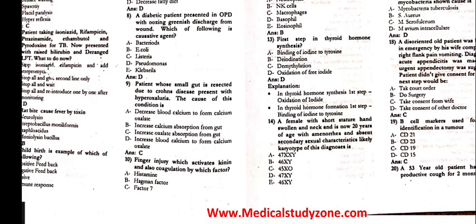Question number 9, the patient whose small gut is resected due to Crohn's disease, patient with hyperoxaluria, the cause of this condition is increased oxalate absorption from the gut.